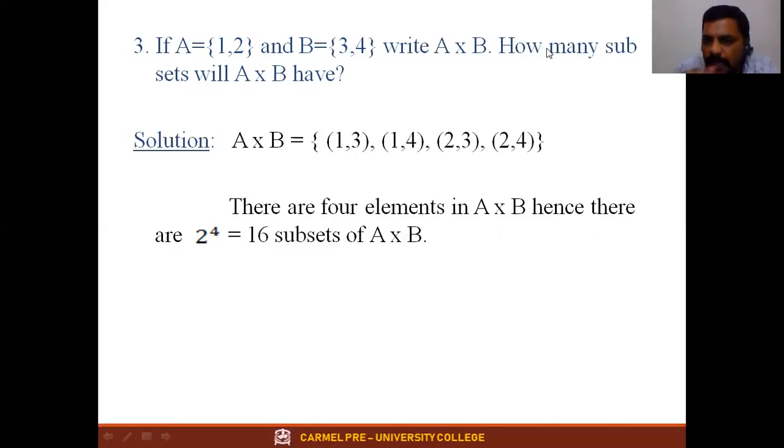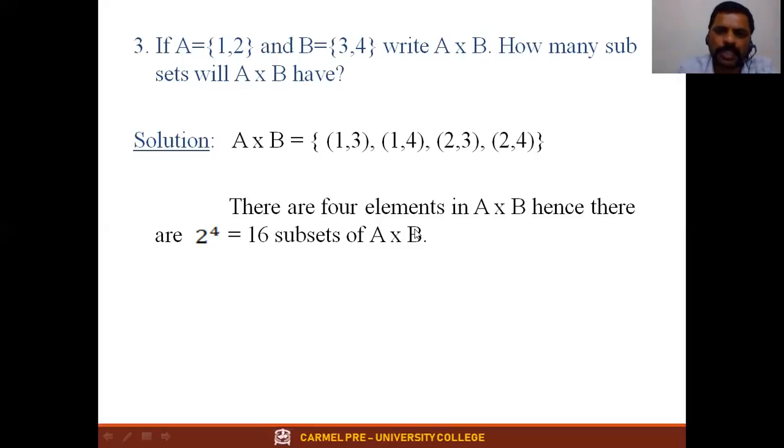Now there is a second question. What does the second question say? How many subsets will A cross B have? And you have studied in the first chapter: if a set has n elements, the number of subsets is 2 to the power of n. Now first check how many elements it has. There are 4 elements, right? You can see 4 elements in set A cross B. They don't want the number of elements in A cross B. What they want is the number of subsets. So since there are 4 elements in A cross B, there will be 2 to the power of 4. What is 2 to the power of 4? Which is equal to 16. 16 subsets of A cross B can be written.